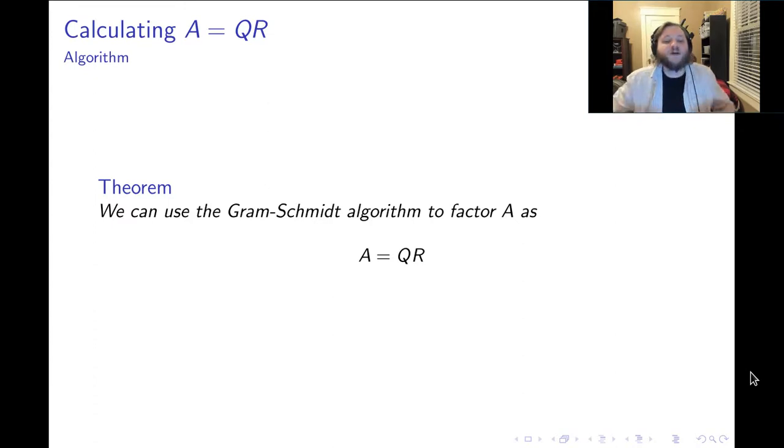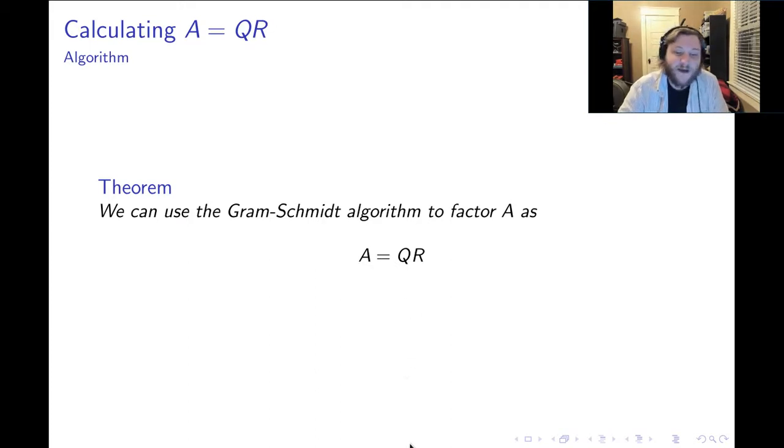So the question now is, well, how does that help us? Why is this a useful concept? And the answer is, this gives us QR factorizations. So we have a nice elegant theorem now that states we can use the Gram-Schmidt algorithm to factor any matrix as A equals Q times R.